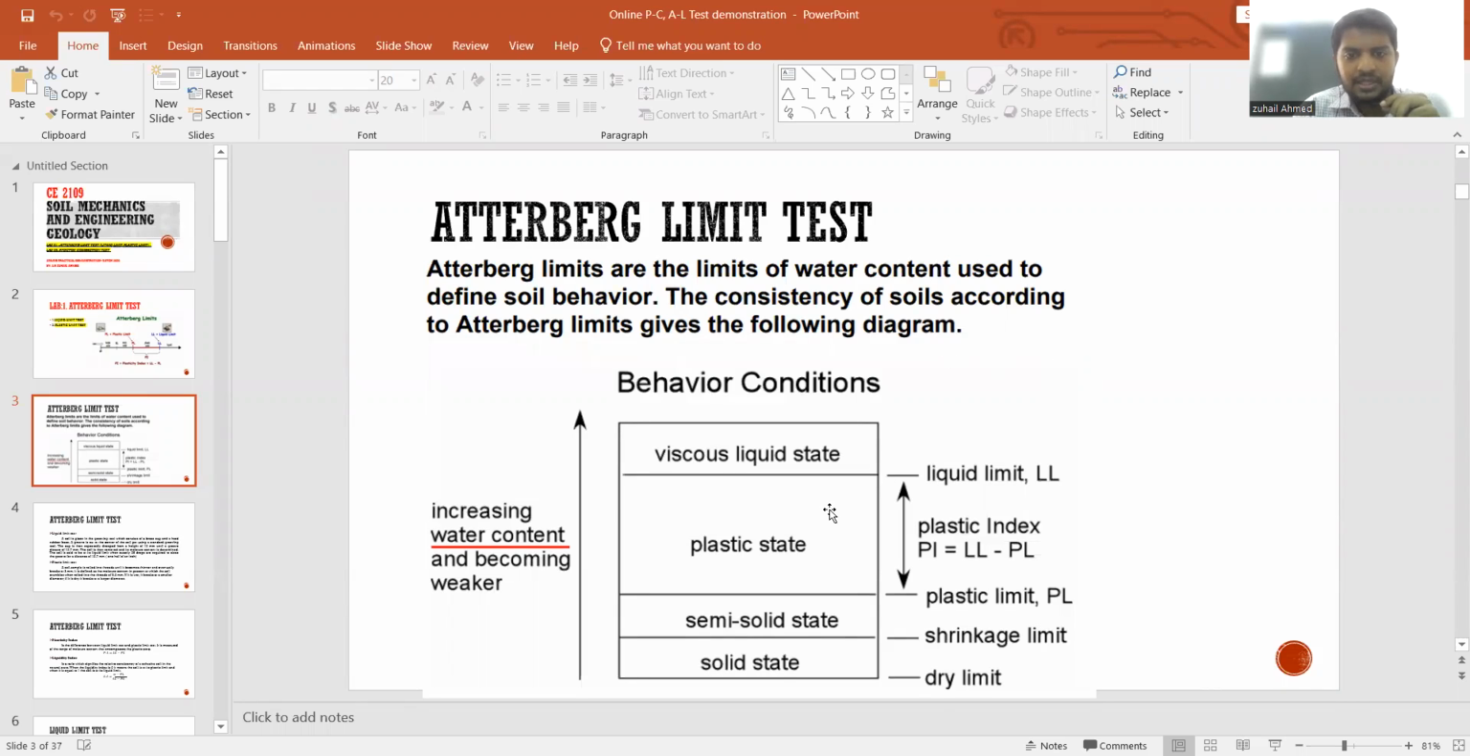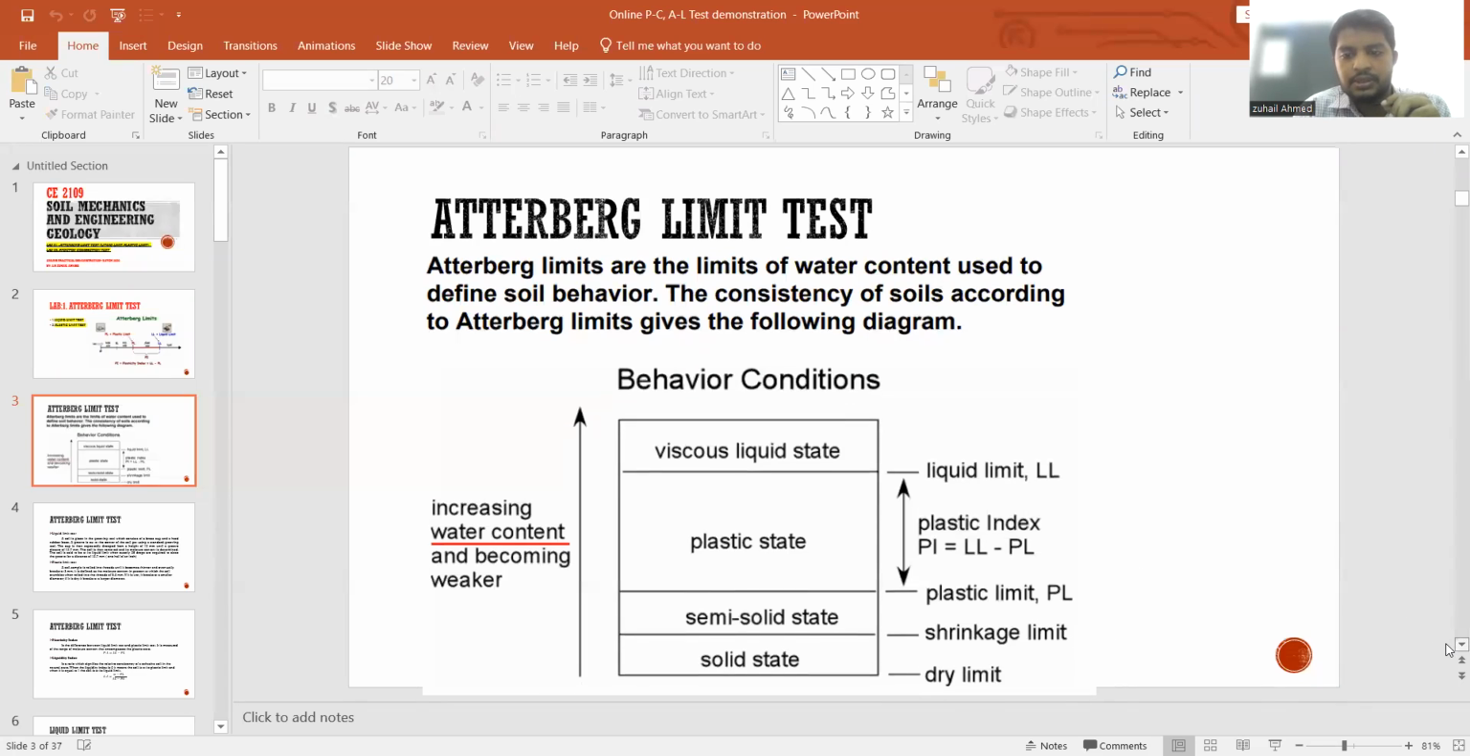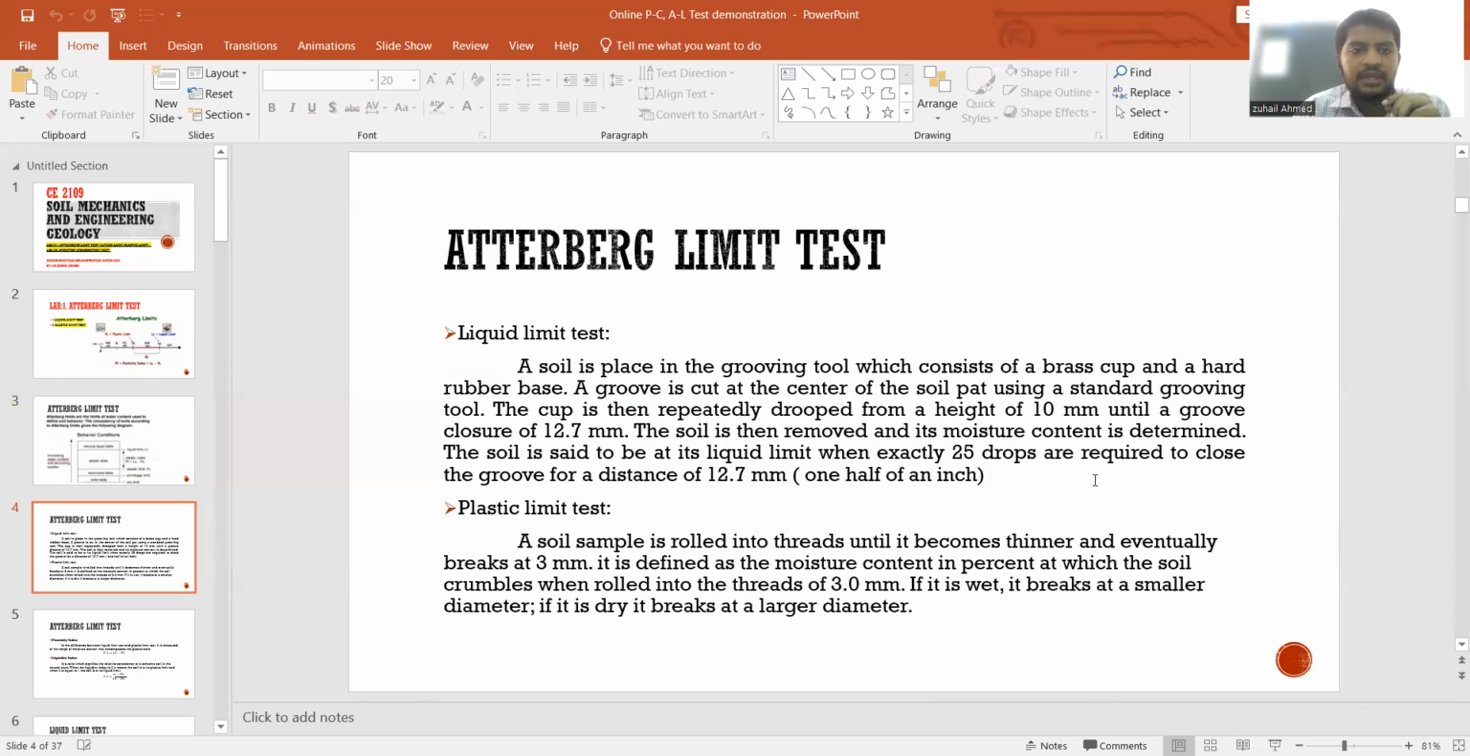Here, from the solid state to the semi-solid state to the plastic state, it will reach the plastic state. After that, it will reach the liquid state. You can get some idea from this figure. Then, what is the liquid limit test? Normally it is described here.